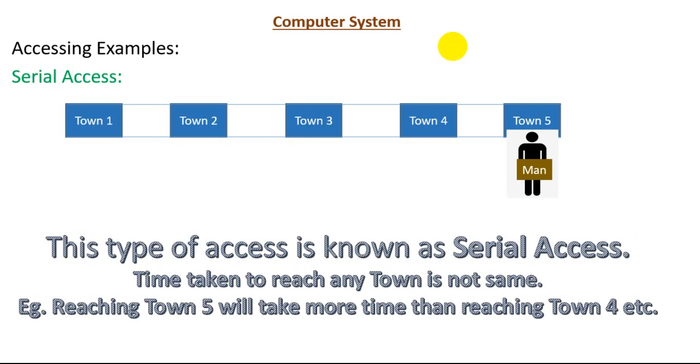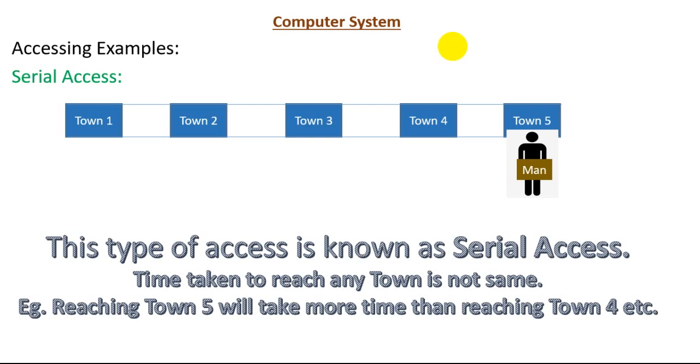Now this type of access is known as serial access, because to get to 5 I don't have quick access. I have to bypass all these one by one and go, right? So because of that, time taken to reach any town is not the same. For example, if I want to go to town 1, it would have been the easiest one, because that's the first town I see. So I can go there quickly.